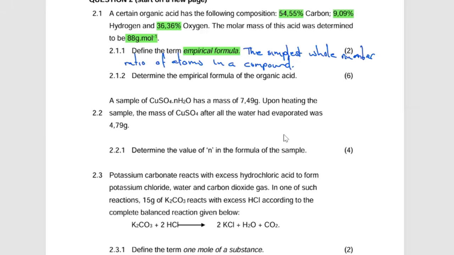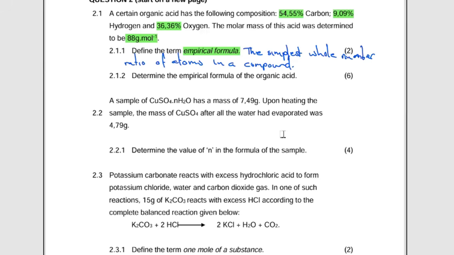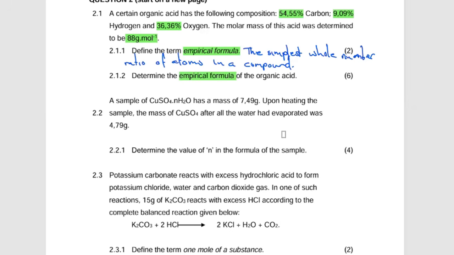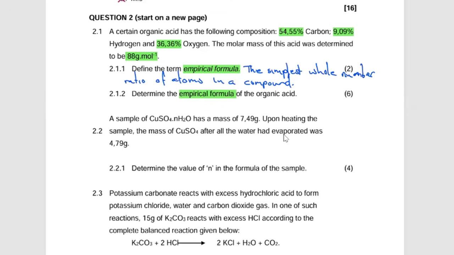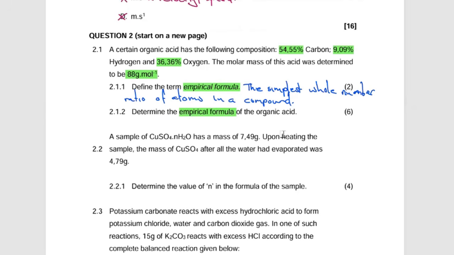Okay, then 2.1.2, they ask us to determine the empirical formula of the organic compound, right? So for us to determine the empirical formula of this organic compound, we're going to draw a table like this, right? So we're going to start with our carbon, then we're having our hydrogen, and then the last one is our oxygen, right? So now this is the table that we're going to manipulate when calculating our empirical formula.